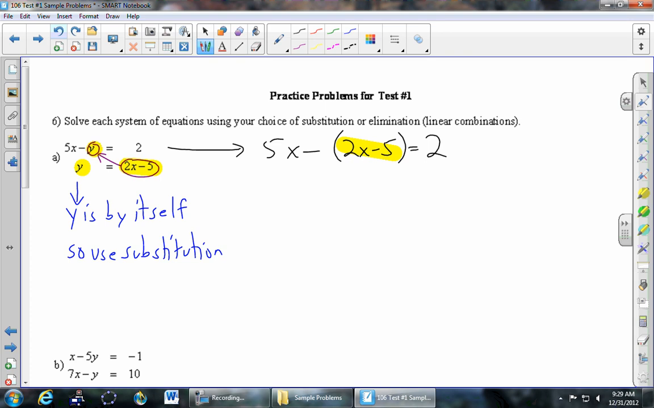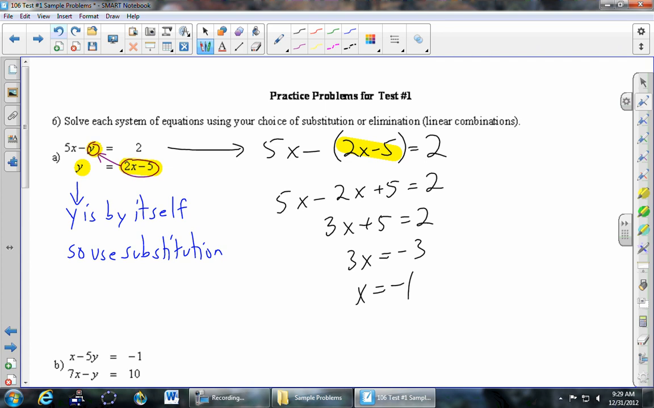Okay, so those parentheses distribute. The minus sign distributes. So 5x minus, and then 2x plus 5. Combine terms here: 3x plus 5 is 2. Subtract 5. Divide by 3. And we get x is negative 1.